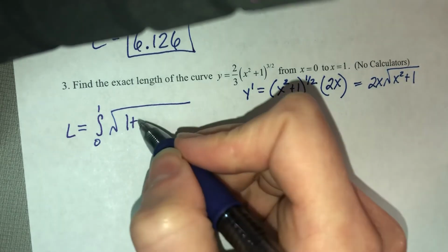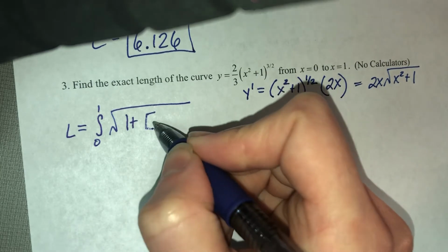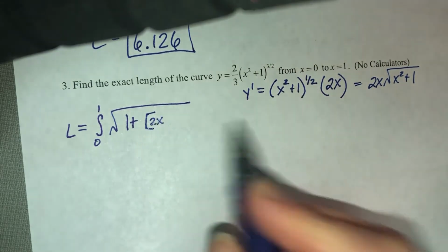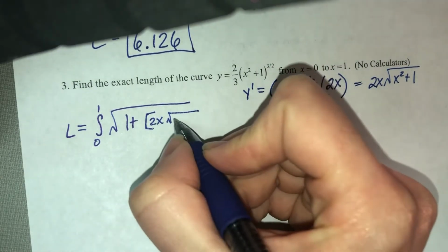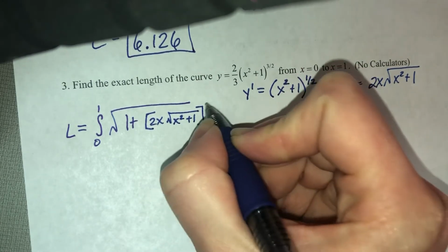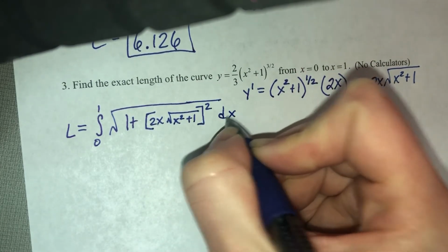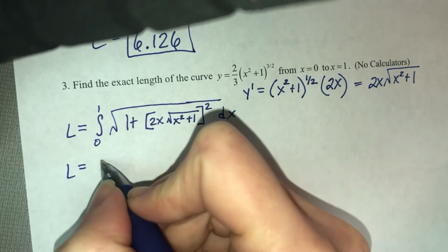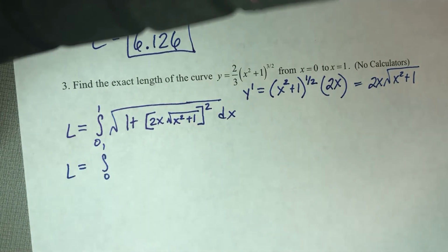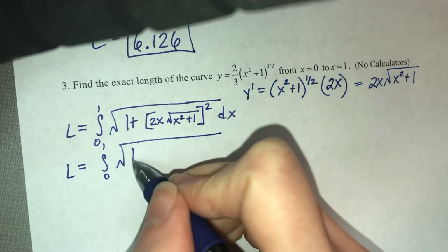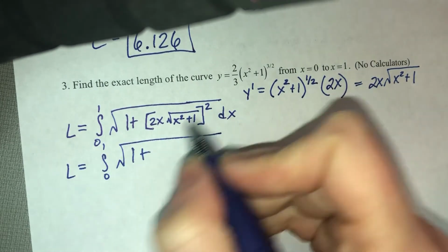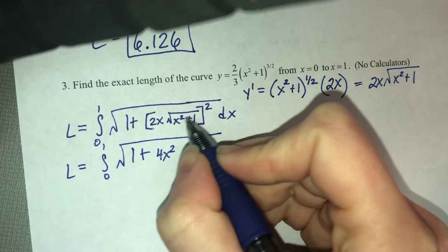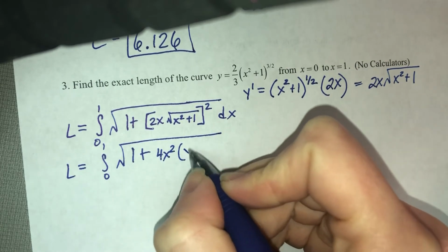So that's what goes inside parentheses or brackets or whatever grouping symbol you choose to use, squared dx. All right, so now I'm going to simplify. Okay, so 1 plus 2x squared is 4x squared, and then when you square the square root, that comes out of the square root.